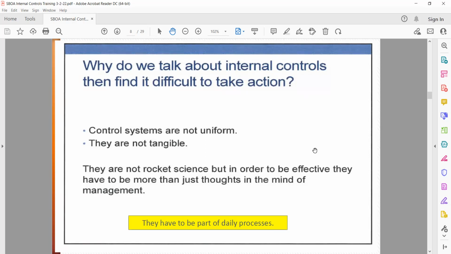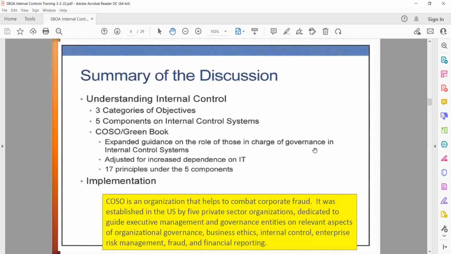Controls are not tangible. They are not something that you can really see or touch. However, they should have tangible evidence that a control is occurring. They are not rocket science, but in order to be effective, they have to be more than just thoughts in the mind of management. They have to be something that can be implemented. This presentation will help you to obtain an understanding of what internal controls are and how to implement them.